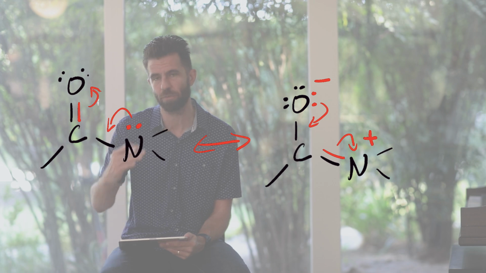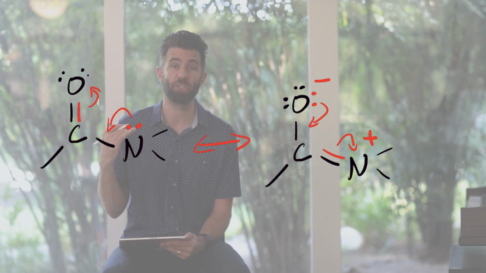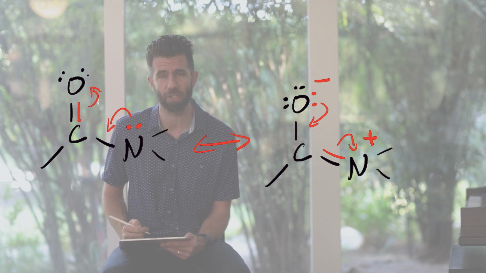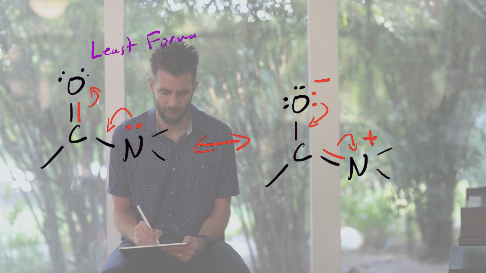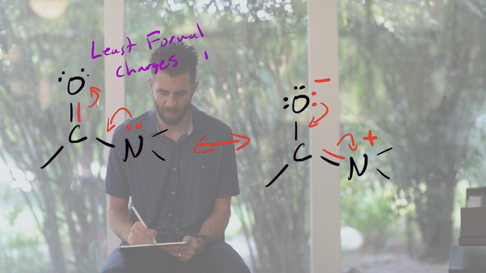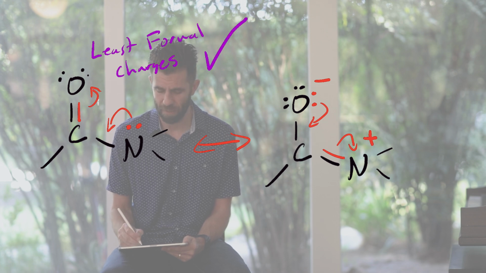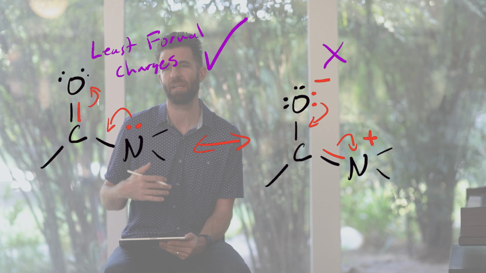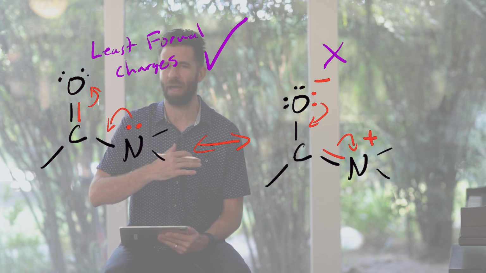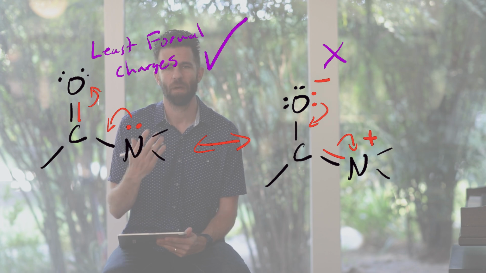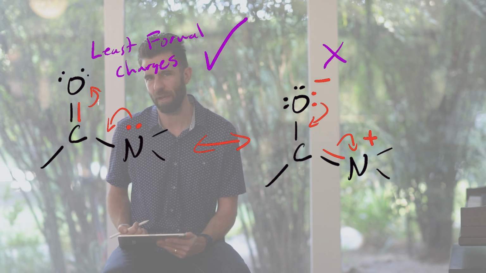So we need to go to our next rule down, which was charges. Which one has the least formal charges? Well, as we notice, this one has the least formal charges. So this one is the most stable. This one is not as stable because it has formal charges, even though both have complete octets. All right, let's do one more example.